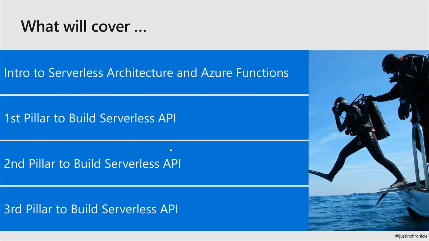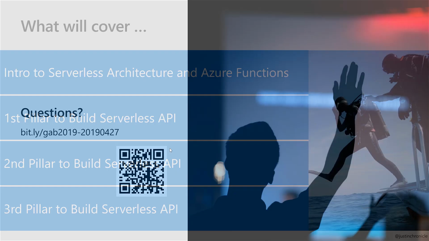So today, throughout this session, we are going to cover those four things. First of all, I'm going to repeat what Paco said about the serverless architecture and Azure Functions. Then we are talking about the three different aspects of building a serverless API. So first one, second one, third one.